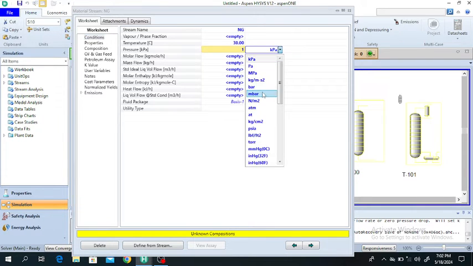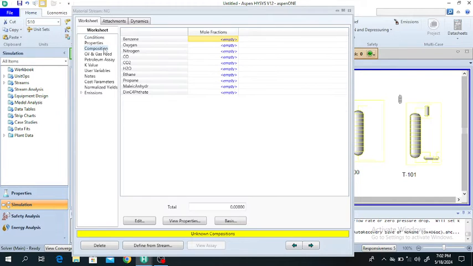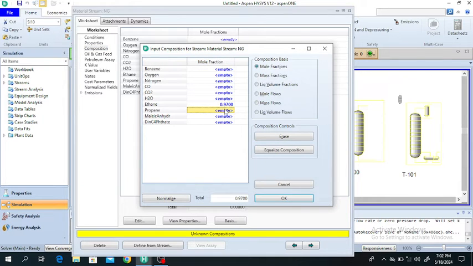The molar flow rate of natural gas. You can assume the natural gas, suppose 100 kilogram mole per hour, and I'm assuming that natural gas is composed of ethane and propane only. The major portion of the natural gas is ethane and some minor propane, 3% propane and 97% ethane.